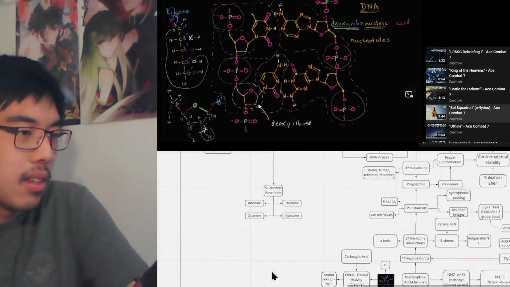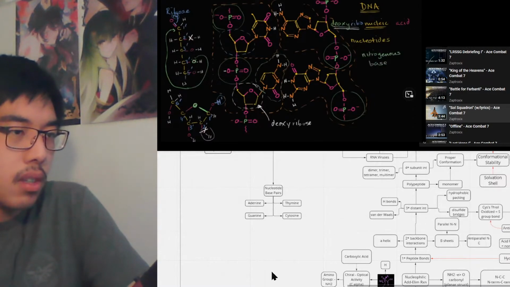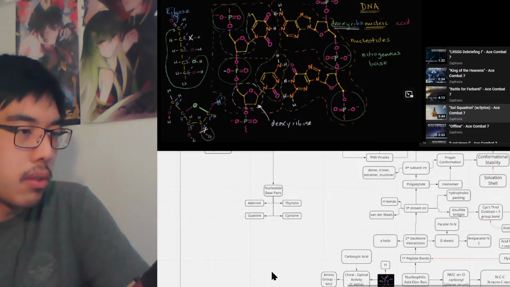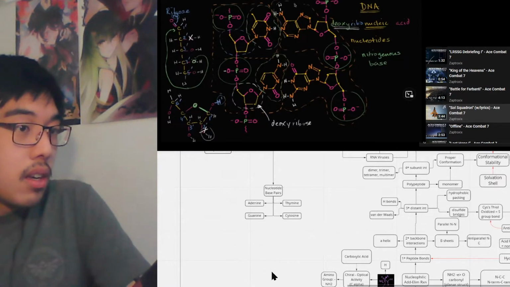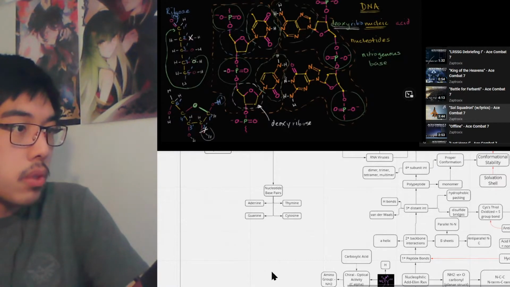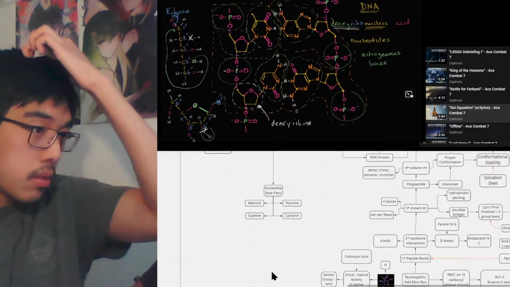Right over here, and these we call nitrogenous bases. Nitrogenous bases. This helps out because I really need to simplify everything in my head. Nitrogenous base. This right over here is another different nitrogenous base. It has 2 rings. And we have different names for these nitrogenous bases.